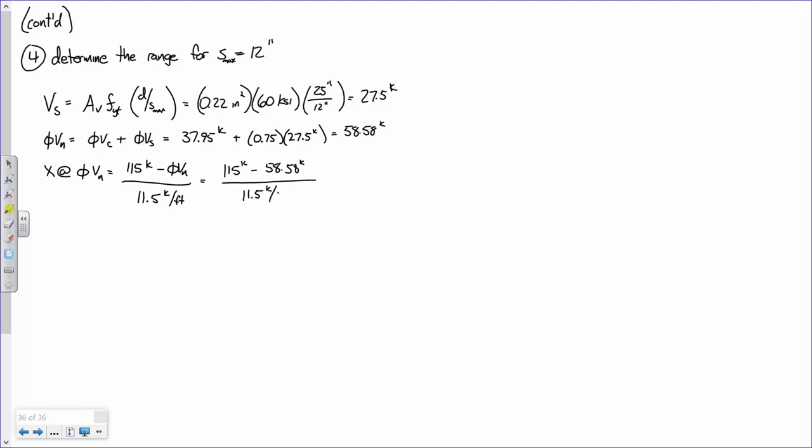11.5 kips per foot. What's the value that you're getting? There you go, feet. So 4.91 feet. Do I have a second on that? And in inches, what is that? 58.87.